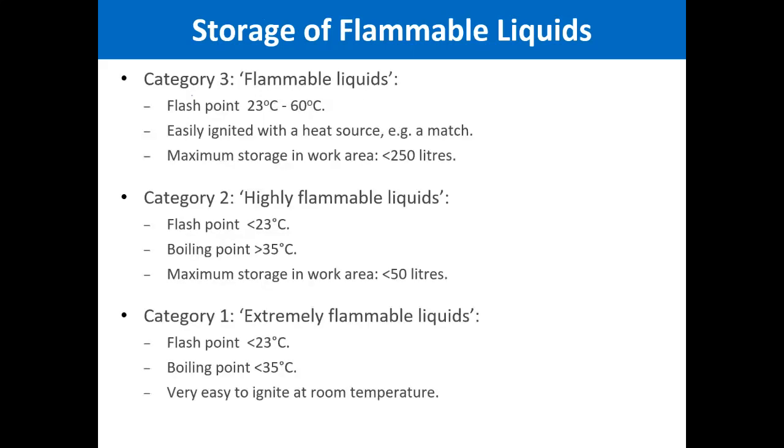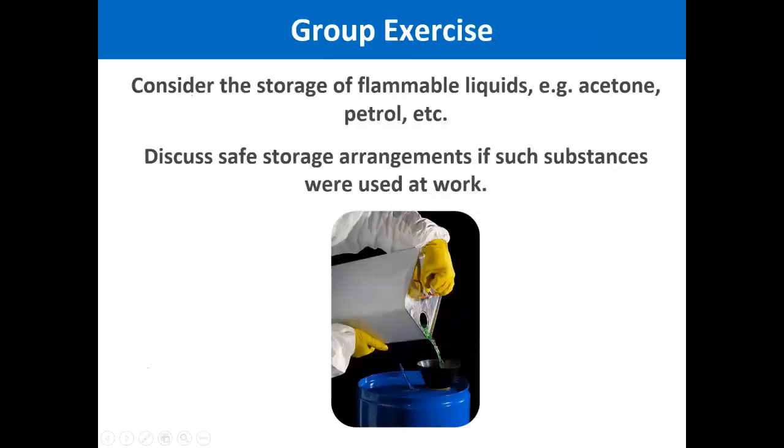There are various categories of liquids. Category 1, 2, 3. Category 3 liquids are flammable liquids. Their flash point is between 23 and 60 degrees. Then there is category 2, flash point less than 23 degrees. And category 1, which is highly flammable liquids, flash point is less than 23 degrees and boiling point is less than 35 degrees C. So these are various categories.